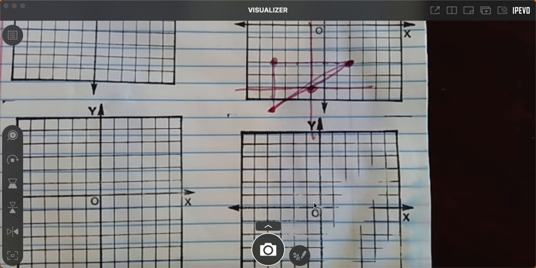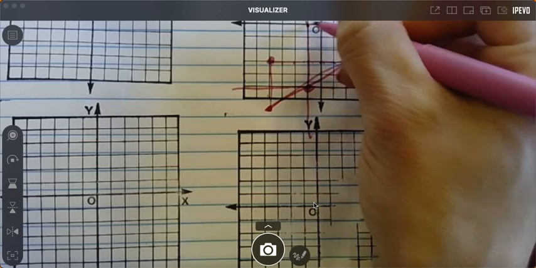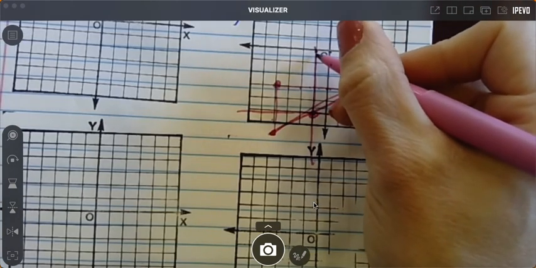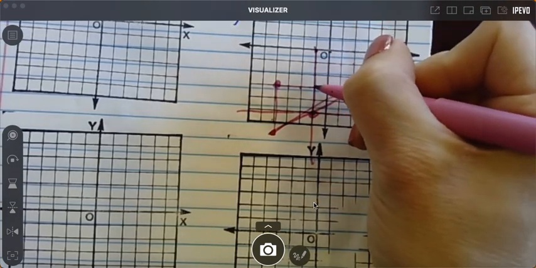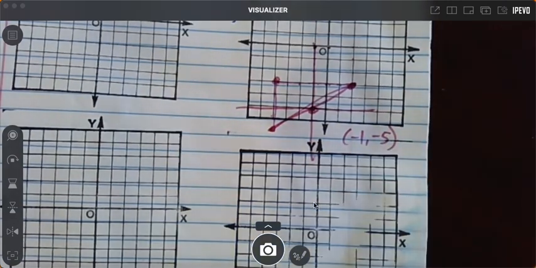Oh, the point is -1, because I went to the left 1, and then down how much? 1, 2, 3, 4, 5. So it's -1, -5. That would be my ordered pair. That's number 5.